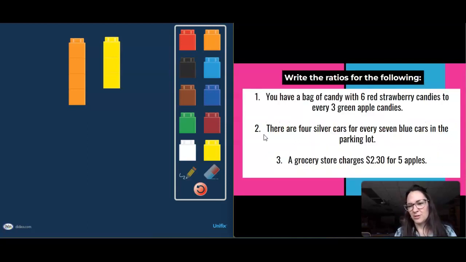Now it's your turn to do some practice. Use the virtual manipulatives and the examples to complete the questions.